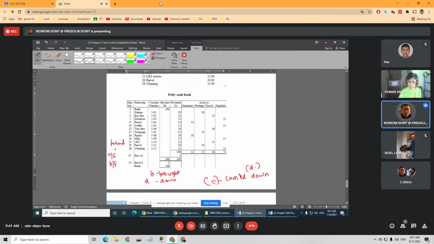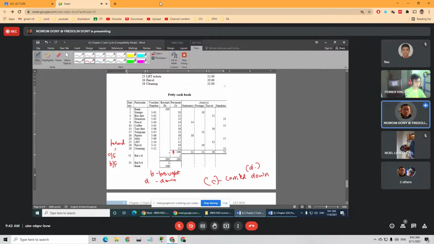So carry down, meaning we carry down because this is the total debit balance. We put below the total on the debit side the balance brought down. Then, because we are using the imprest system, we will be reimbursed according to the amount that is being spent. So this is the amount that we spent. Under the receipt column, we debit petty cash, and we credit bank.